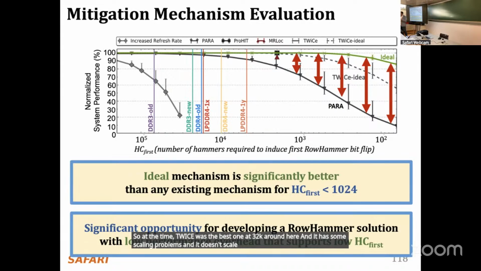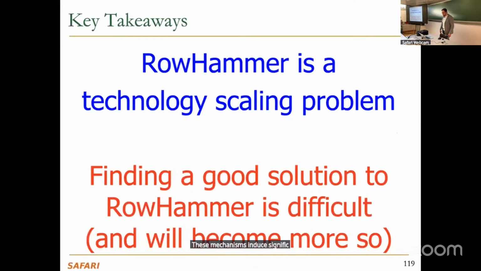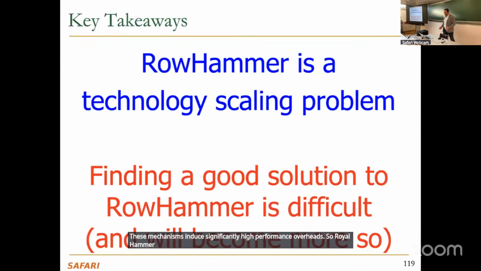Basically, you cannot configure for lower thresholds. And the other ones as well were just like some fixed point here. So basically, if you go below this hammer count, which we observed today, these mechanisms induce significantly high performance overheads. So RowHammer is a technology scaling problem, and finding a good solution to RowHammer is difficult.